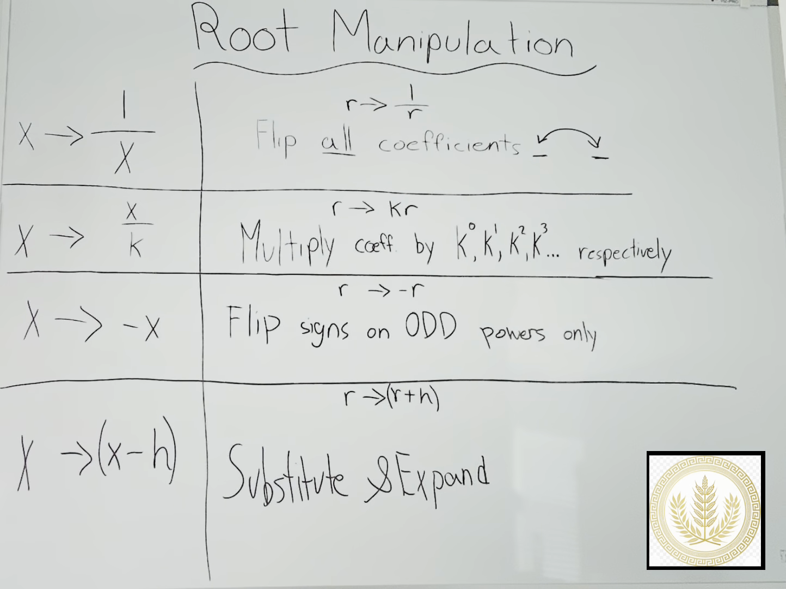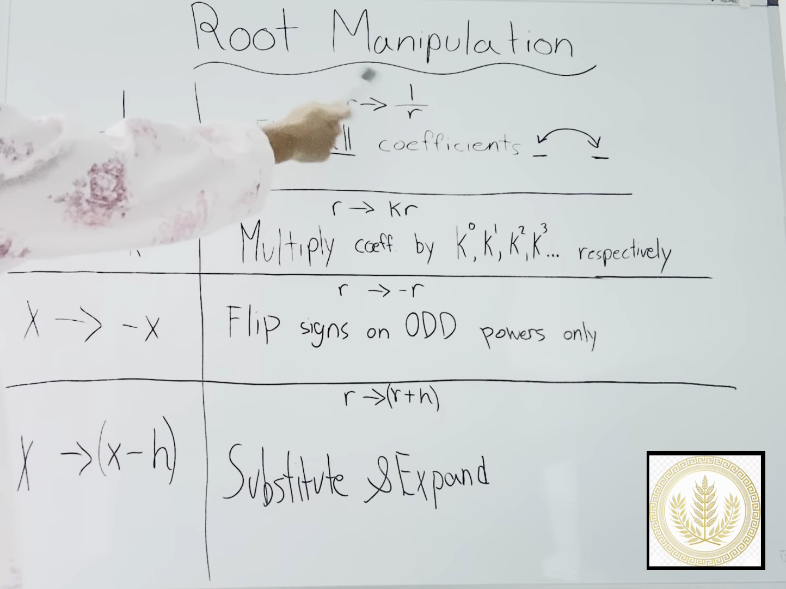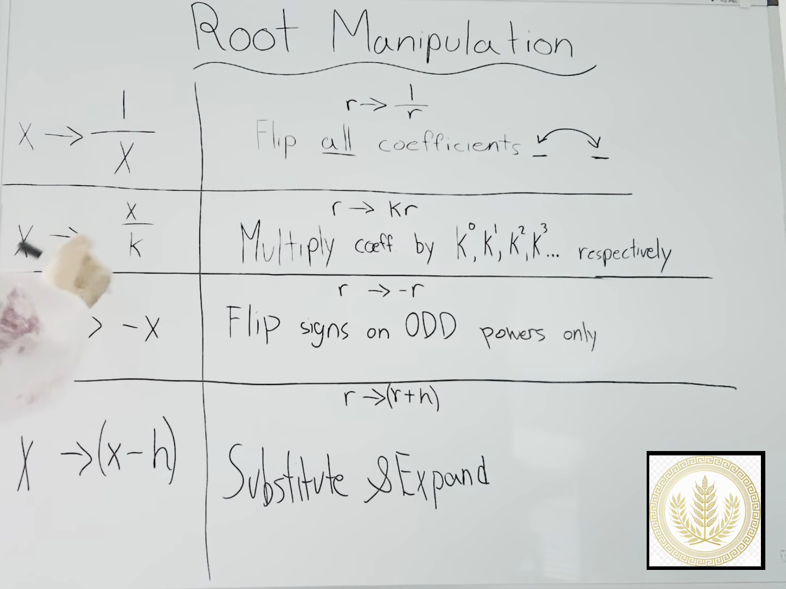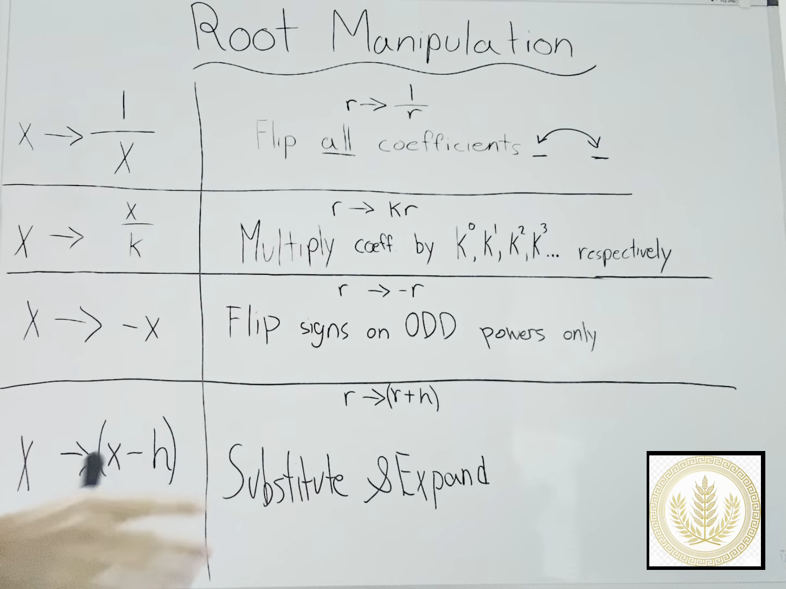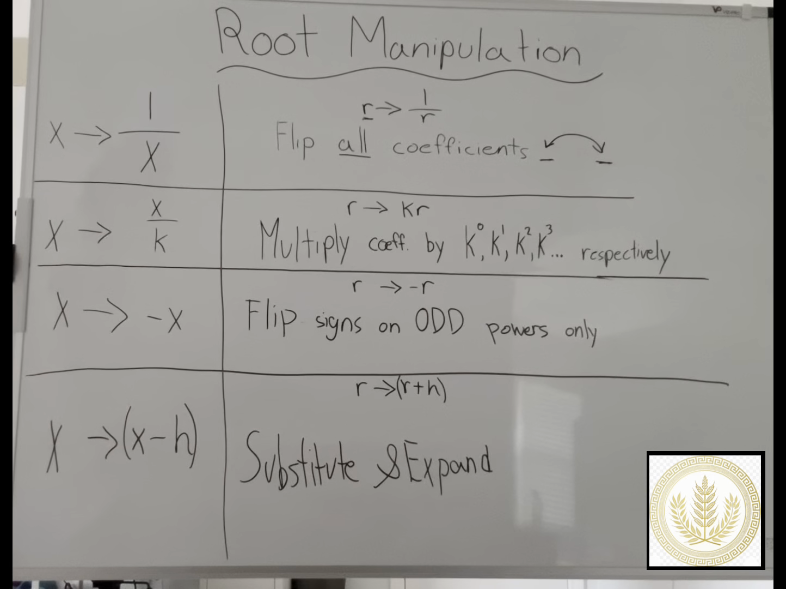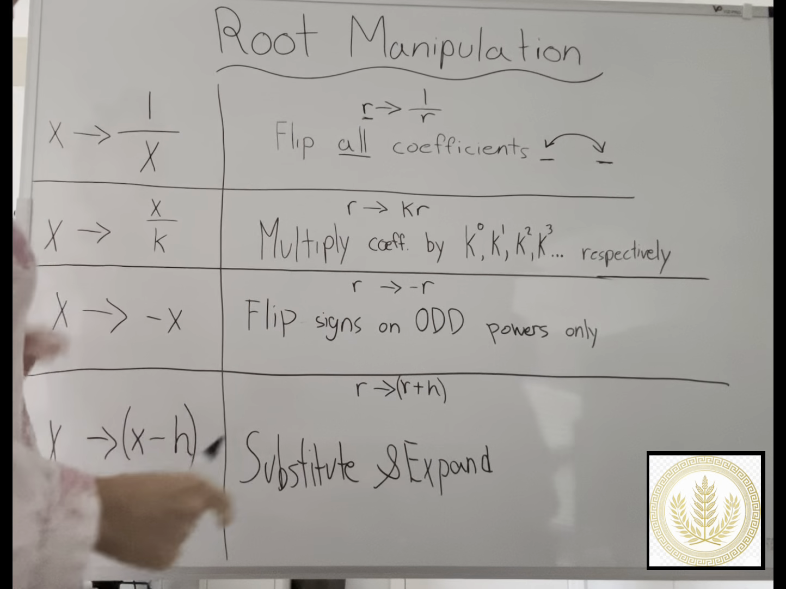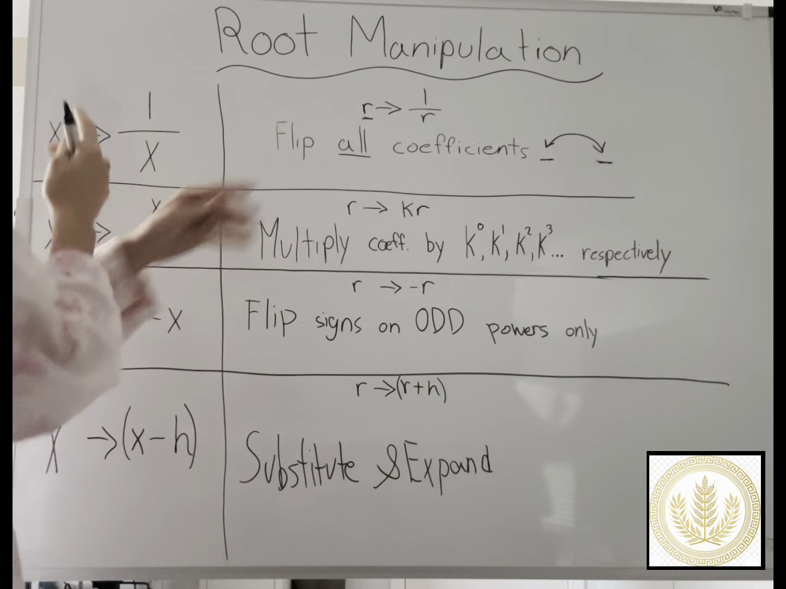So this is a tactic that is heavily tested on Olympiads, where they tell you something that happens to the root and you have to figure out how to replace that and put it into the equation and come up with your answer. Just a quick overview: if they tell you the root is flipped, we want to flip the coefficients, like a mirror.